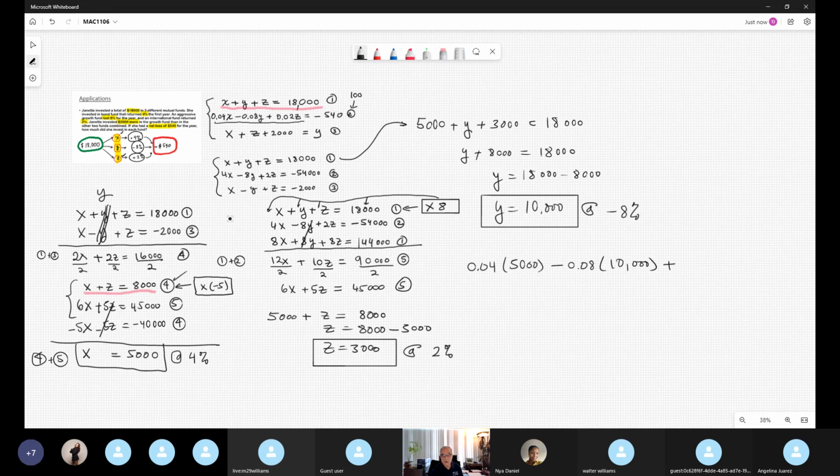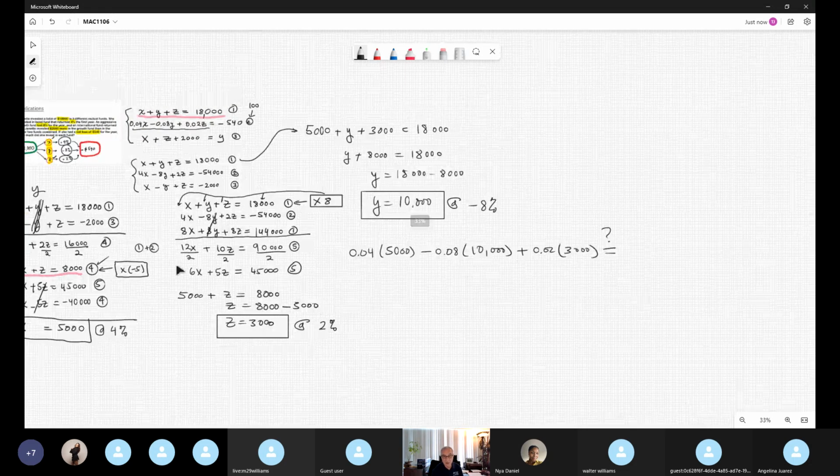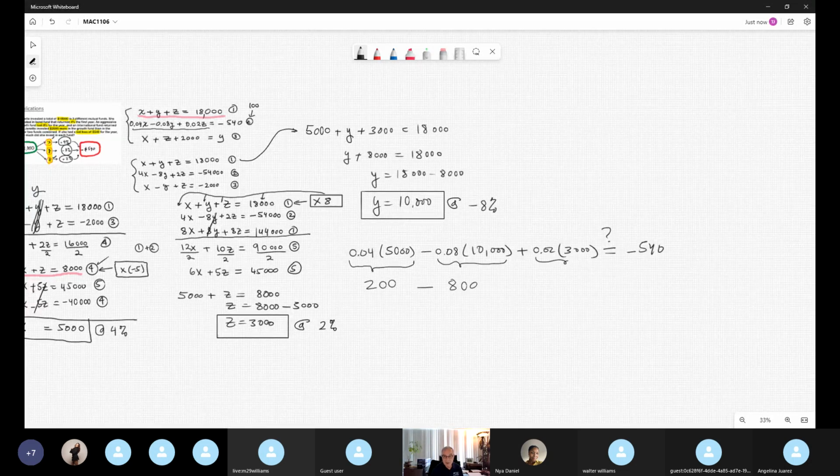plus 0.02 times 3,000 should be, let me clean this, equal to negative 542. If it is equal, fantastic, I am solving well. Okay, I put this in my calculator. This answer is 200. I put in the calculator this answer, the result is 800. I put in the calculator this answer, which is 60.